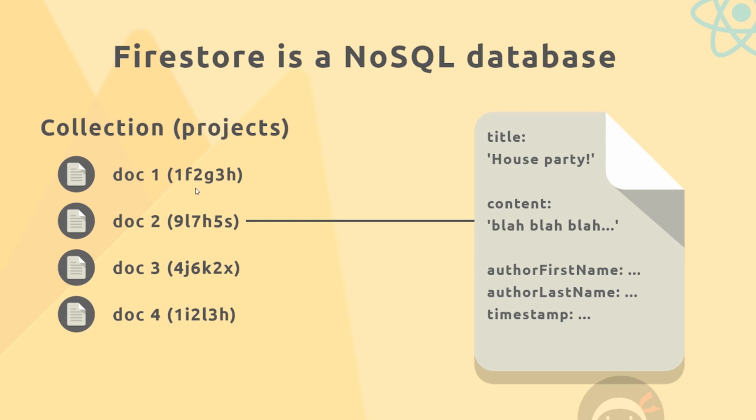So then, each document looks very much like a JavaScript object in that it has key value pairs. So for example, the key could be a title and the value would be a string, house party. We'd have another key called content, which would be a string as well, and some other keys as well. Anything to do with a project would go inside that project document.